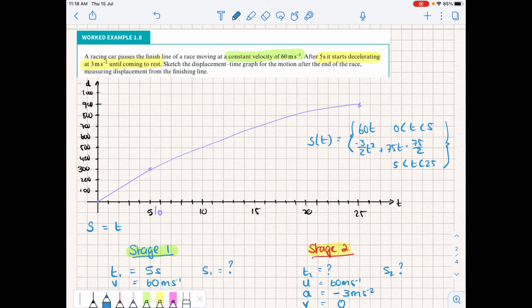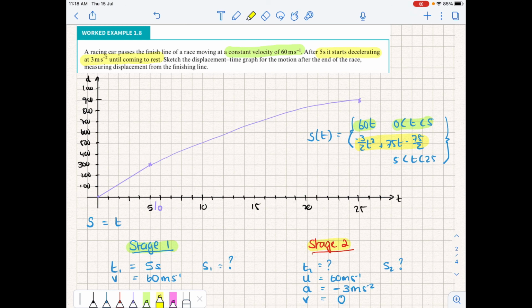So if you wanted to find out the displacement, you'd have to pick a time value. Then you'd have to go to your equations and see, right, where does the time fall in? If the time is between 0 and 5 that I want the displacement, then I use 60t as my function. If I want a displacement for a time after 5 seconds, but before 25 seconds, I need to use this function here. Right? So that is the whole purpose of a multifunction displacement time graph. Even though the velocity changes, we can still create equations for separate parts of the graph in order to find its displacement at any value that we choose.